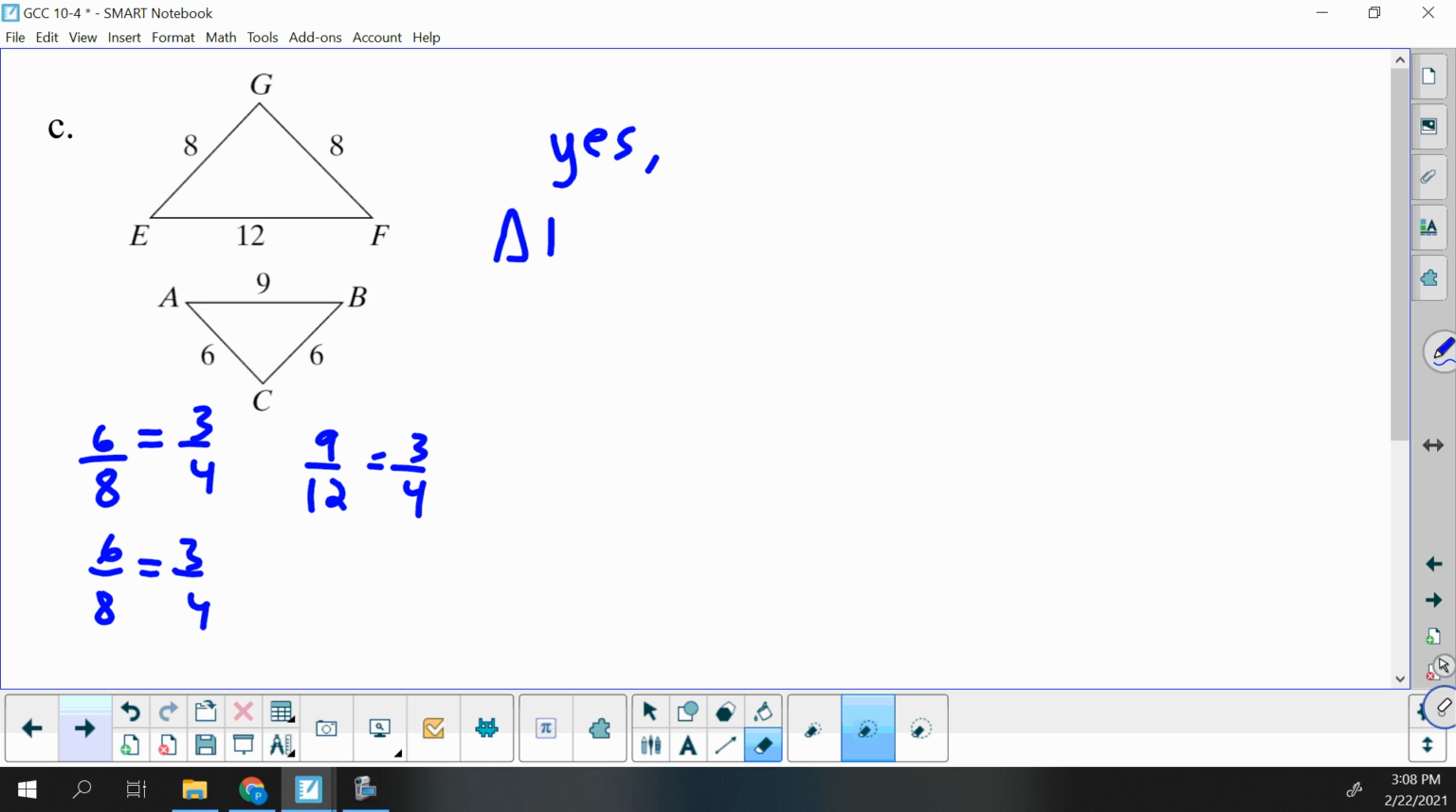We can say triangle EGF is similar to triangle. Now, the big thing with this one is, because we've got isosceles, we need the E and the F to match up with the A and the B. So the A and the B's need to be on the outside, and then the C would be in the middle. So ACB we'd need. And our reason for why they're similar, we would say side, side, side similarity theorem.